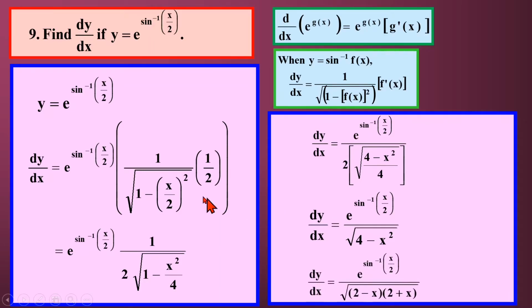Next step is I just need to factorize the one in the square root here, and I will get something like this. Okay, so that's the end of the working. You will get your answer as so.